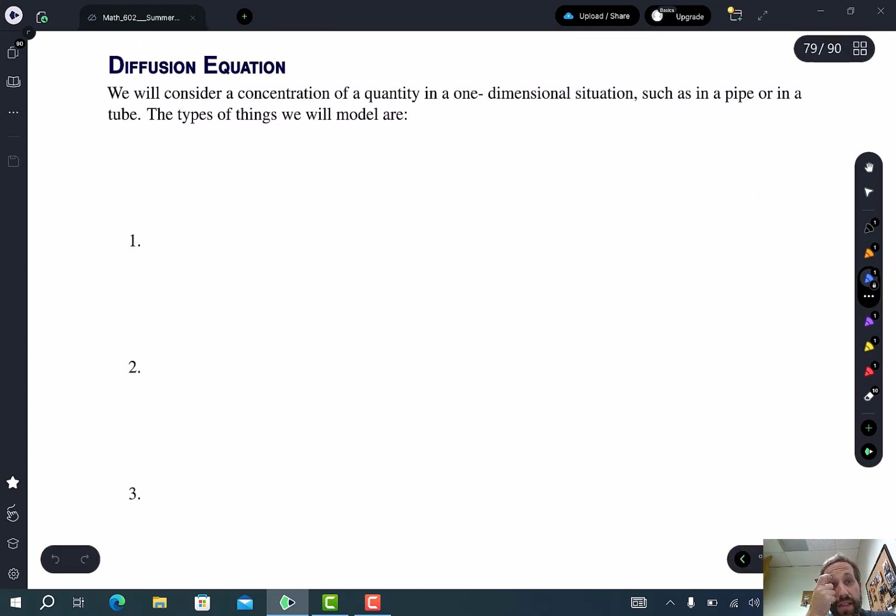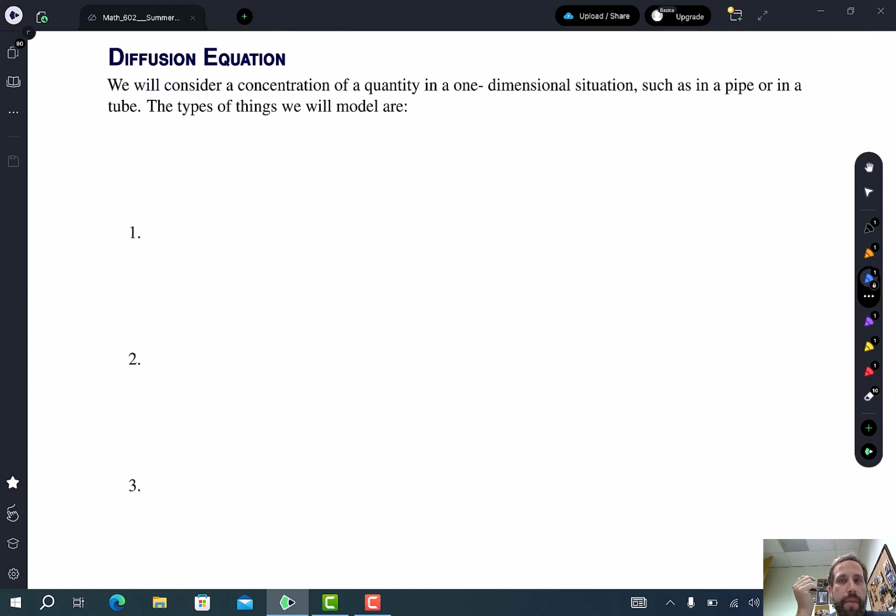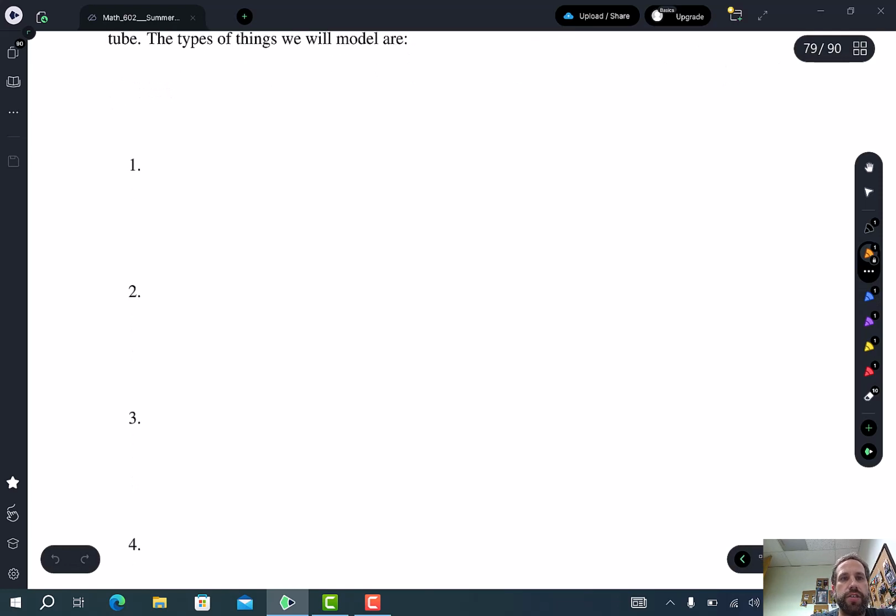It can't flow up and down and left and right, just backwards and forwards. So what are the sort of things that can be modeled by the diffusion equation? We'll say a little more about this in a moment, but basically it's stuff that diffuses. In other words, stuff that will spread out.